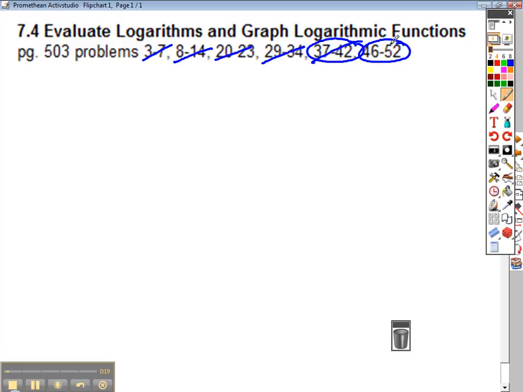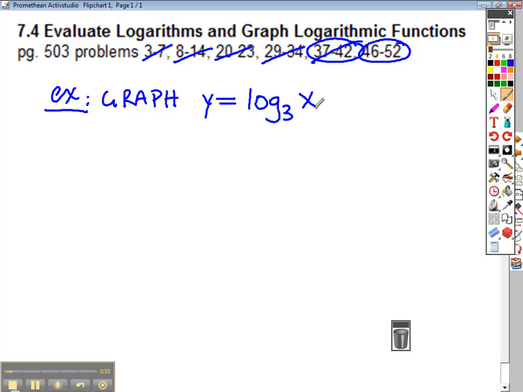So an example of the problem they might ask you is, for example, graph y is equal to log base 3 of x. So the question is, what does this graph look like? The best way to do this is actually to rearrange it in exponential form. So if you remember, this was the base, this was the exponent, and this was the answer. Okay, so in exponential form, this would be 3 to the y equals x.